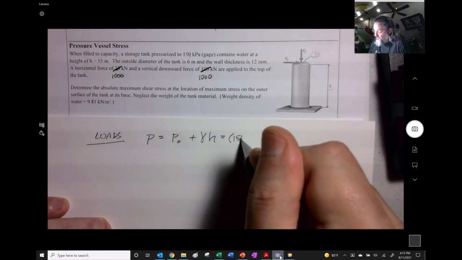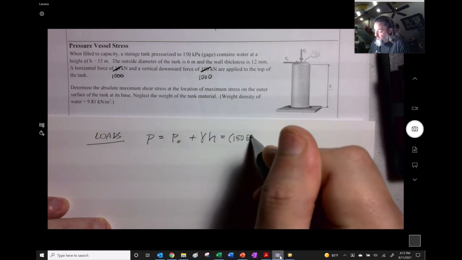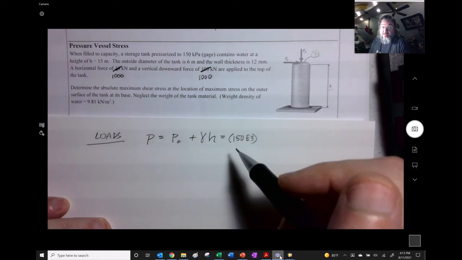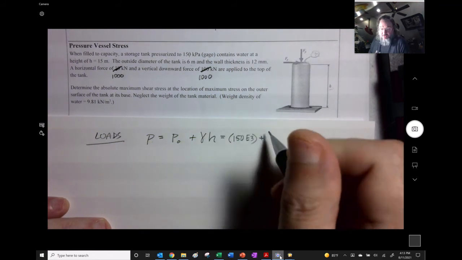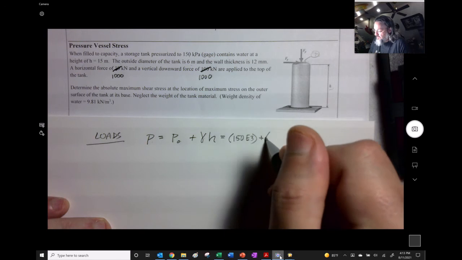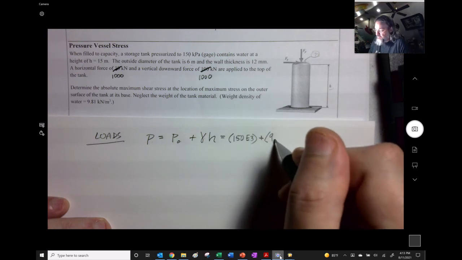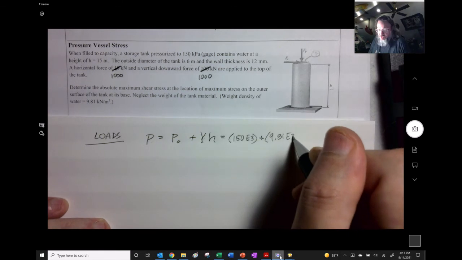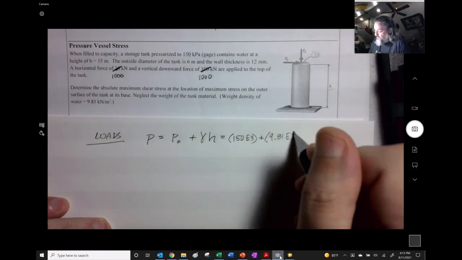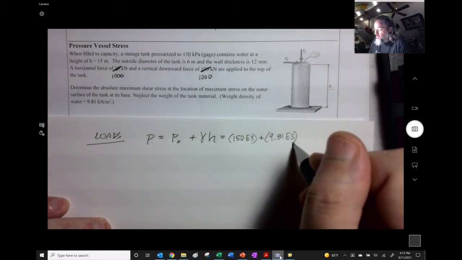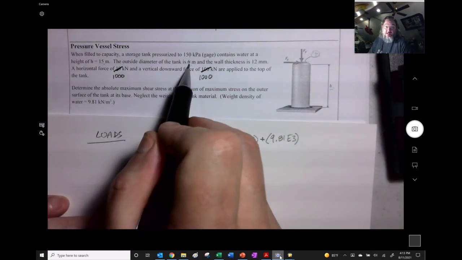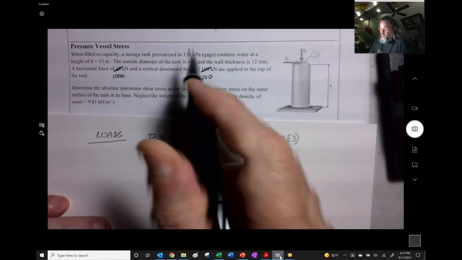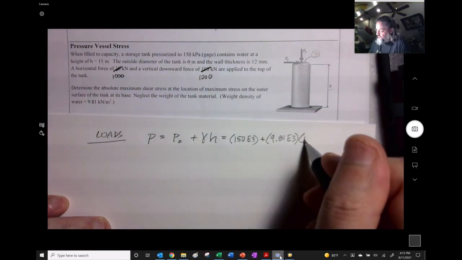So it's 150 E3. Now we've got them into pascals, aka newtons per square meter. And we want to add to it 9.81 E3. Is that correct? Yep. Times our 15 meters. I said 6 meters actually, but that's the diameter. So that's 15.